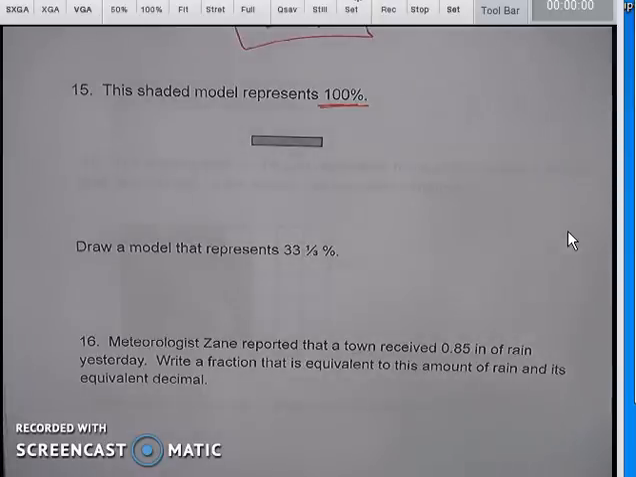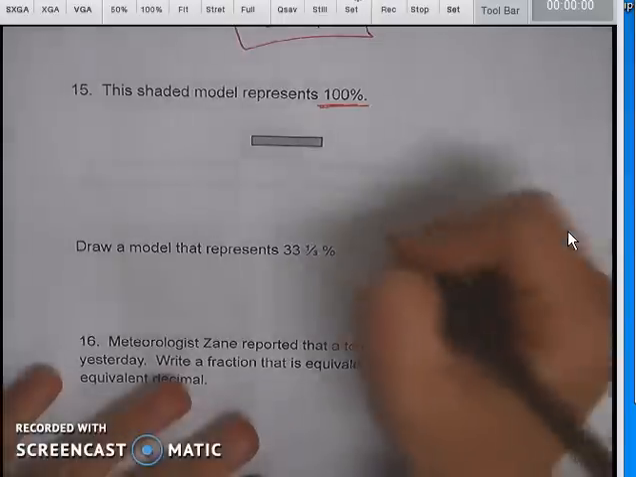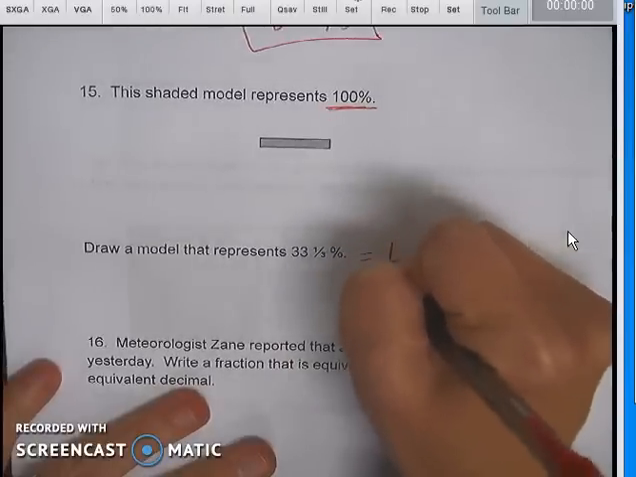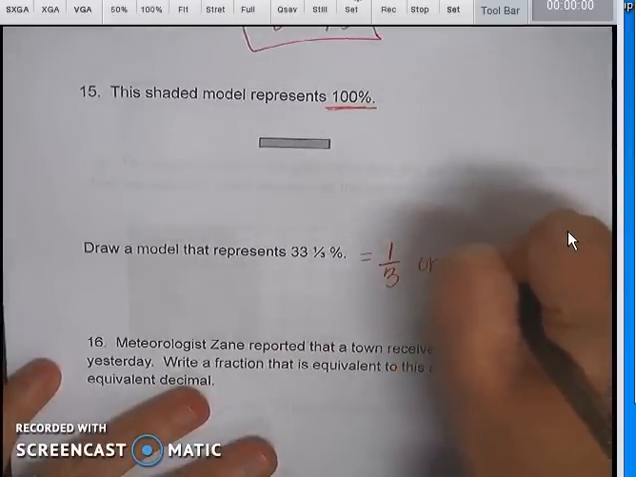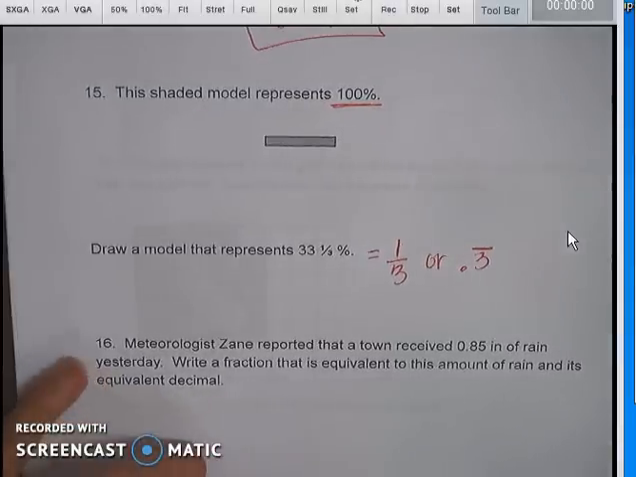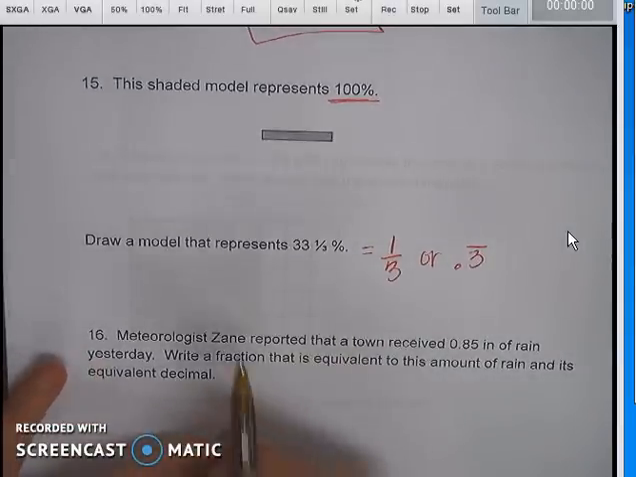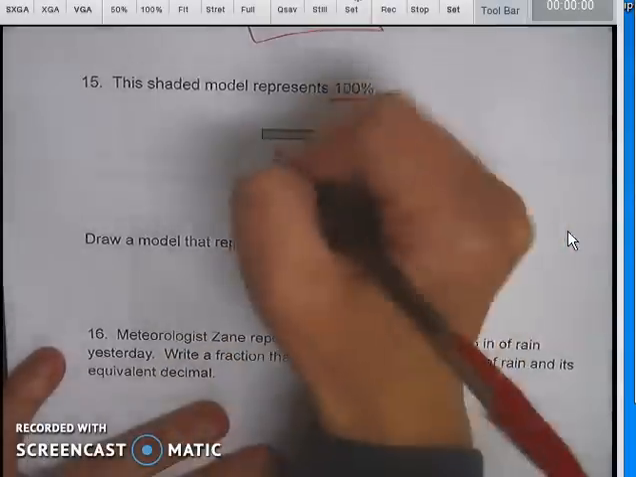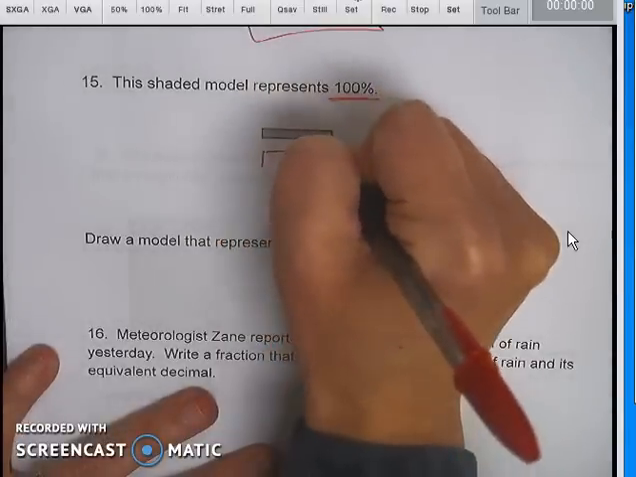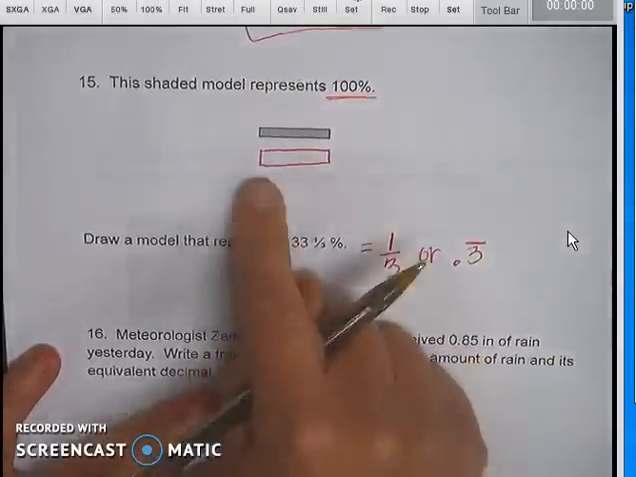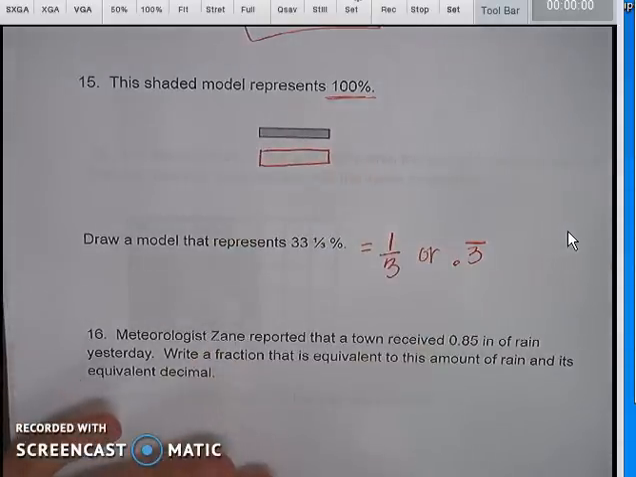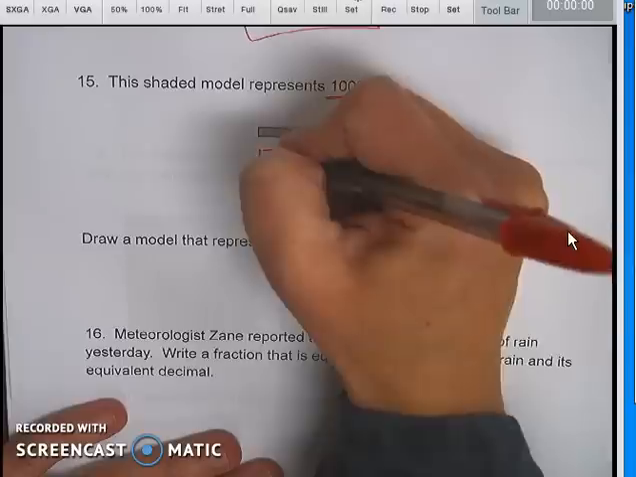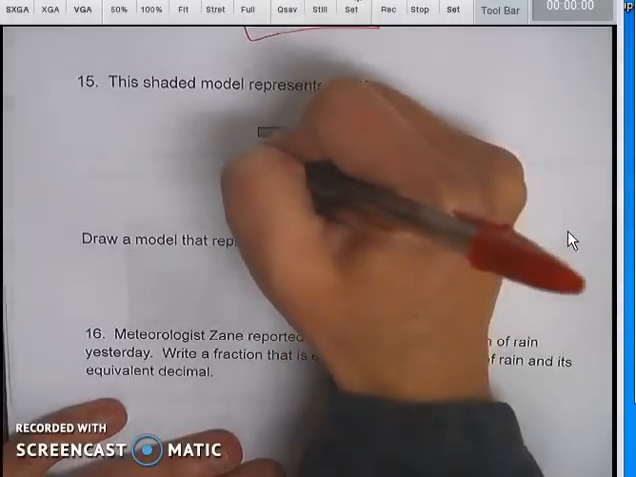This is 33 1/3%, which I know because my teacher told me to memorize this, that 33 1/3% is equivalent to 1/3 or 0.3 repeating. Okay, so if I wanted to draw a model that represented 1/3 of this shaded model, I could just take another model, exact same, that's the same size, that would be like 100%, and then color in 1/3 of it.